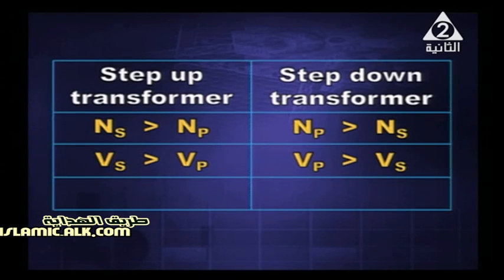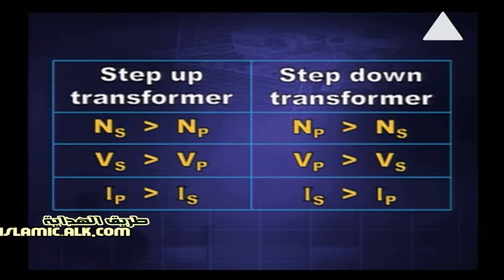And we've got an inverse relation between current and voltage in a transformer. So in a step-up transformer where the voltage is increased, the current is decreased. It means Ip will be greater than Is. The current through the primary is greater than the current of the secondary. Yes, the current of the secondary coil will be greater than the current of the primary in a step-down transformer.